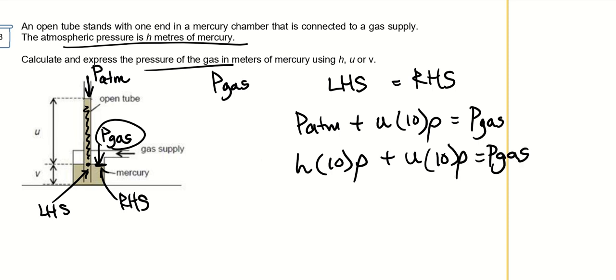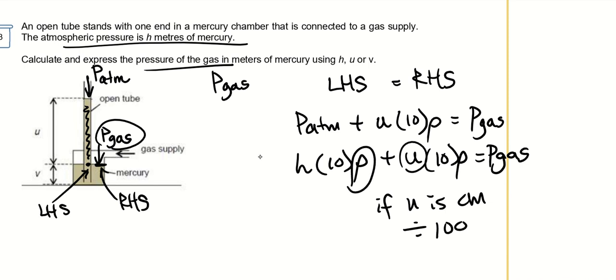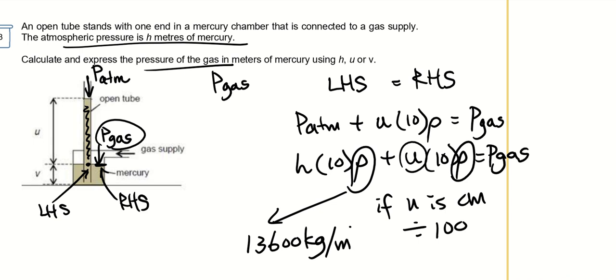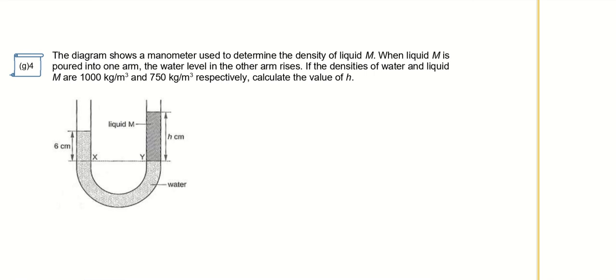Okay, so U can either be in meters or cm, so it depends on what U is. If U is in cm, then I have to divide by 100 to get it to be in SI units. And of course, this rho is the density of mercury, which is 13600 kg per meter cube.